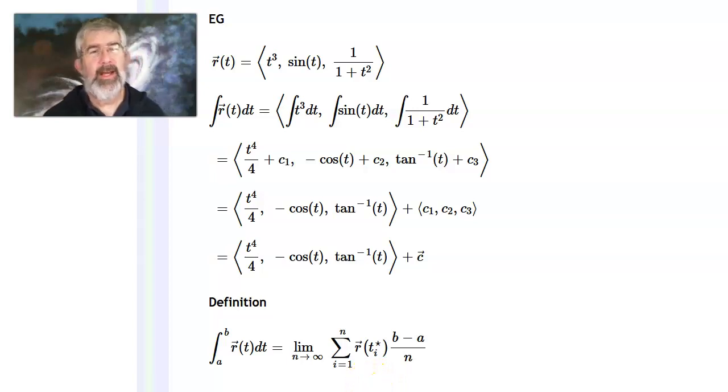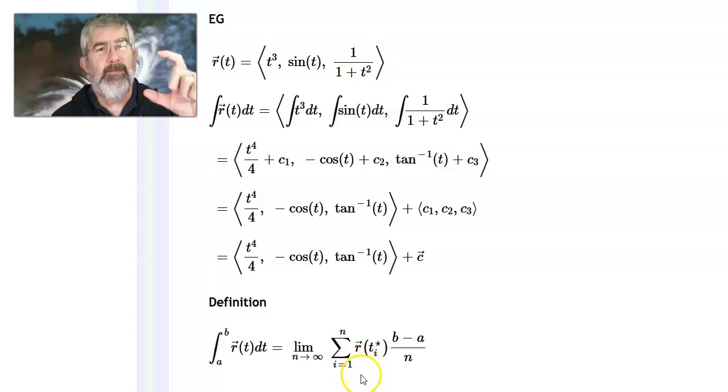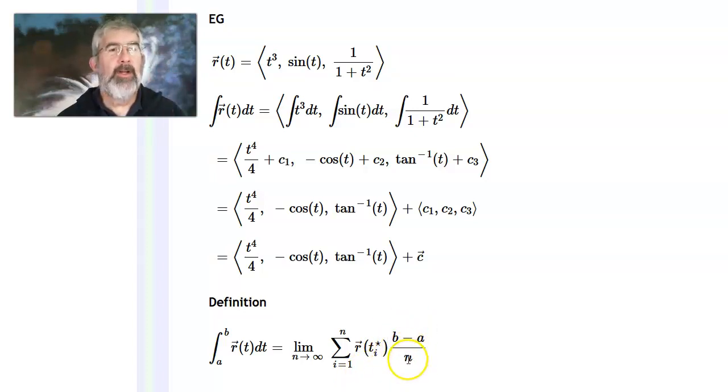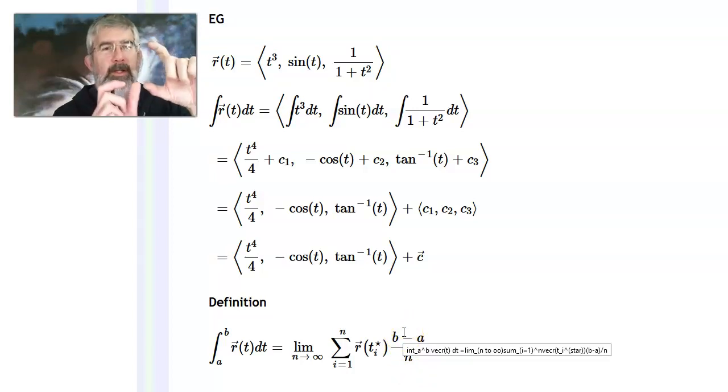The reason that in Calc 2 it's interpreted as area is because this part right here, this f, would be an f of ti star or xi star, whatever it was there. But this is essentially considered a height function, and then the b minus a over n, or the delta x, in this case delta t, is interpreted as a little bit of width. You have a height function, multiplied by a little bit of width to get a little rectangle, and you're calculating the area. So the geometric interpretation is very nicely recognizable as area.